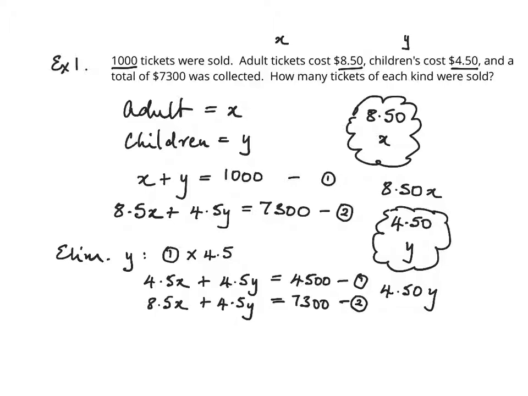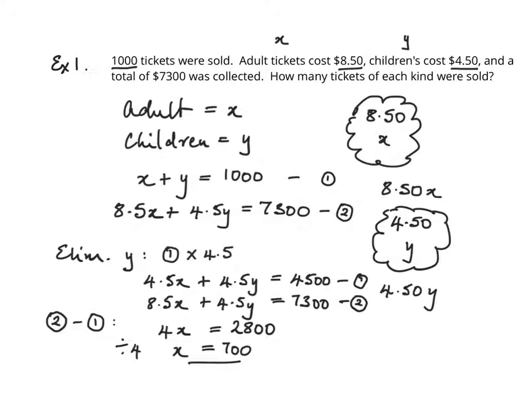So I've got the same number and the same sign. I'm going to subtract one equation from the other. Equation 2, because the numbers in that equation are larger. Equation 2 take away equation 1. 8.5 take away 4.5 is 4x. 4.5y take away 4.5y is 0. 7,300 take away 4,500 is 2,800. If I divide by 4, 2,800 divided by 4 is 700. And that means there were 700 adults.